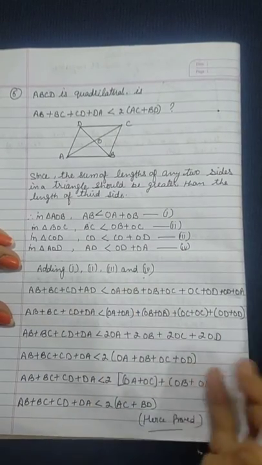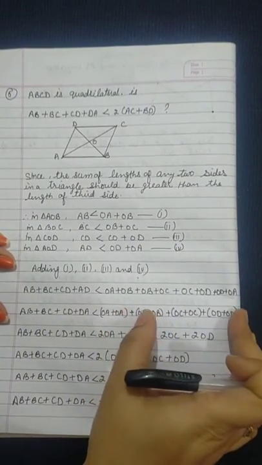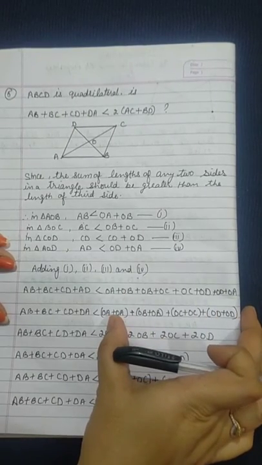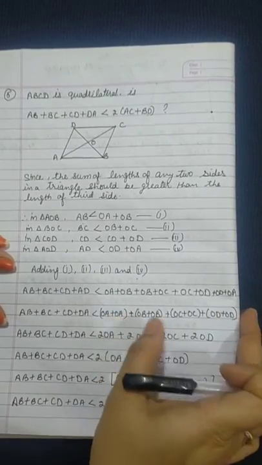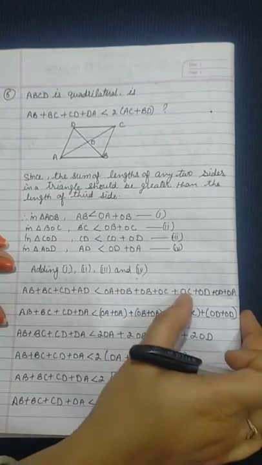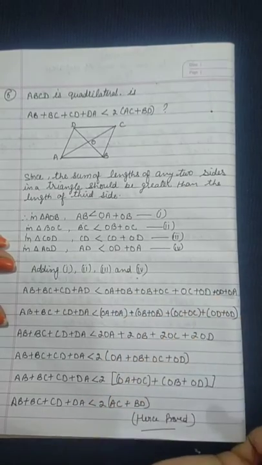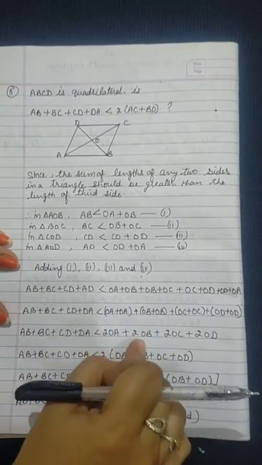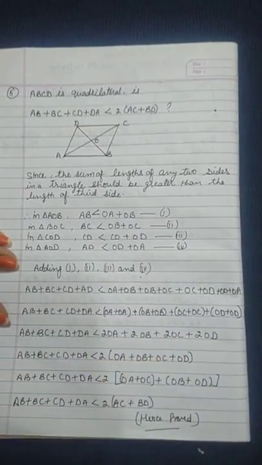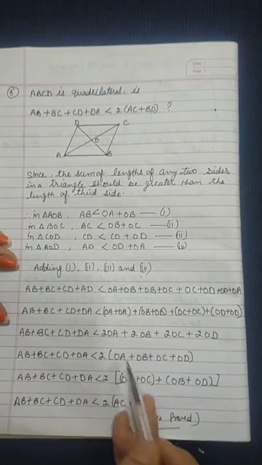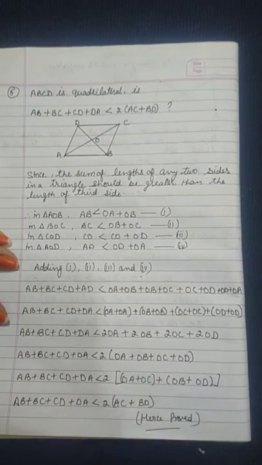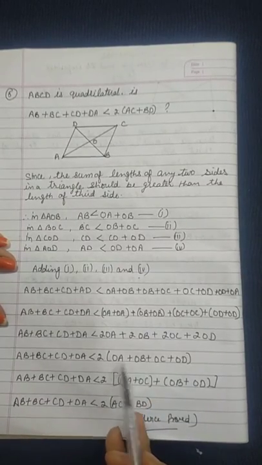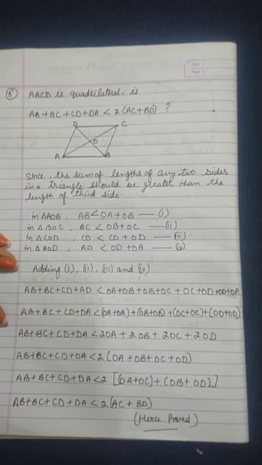See what they're asking now. You will observe that OA appears twice, so write AO plus OA in brackets, then plus OB plus OB, then OC plus OC, then OD plus OD in brackets. They are twice, so write 2 times OA, 2 times OB, 2 times OC, 2 times OD. Then in the next step we take 2 common, so it becomes 2 into OA plus OB plus OC plus OD.